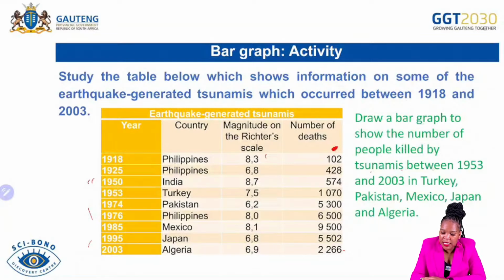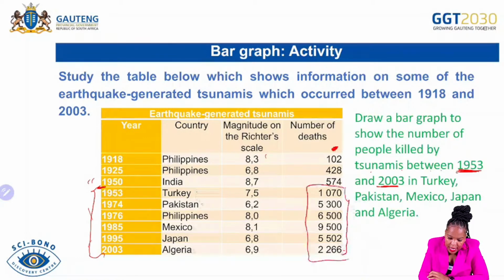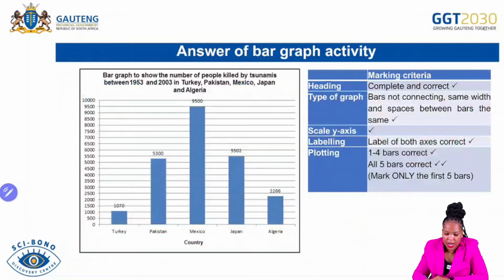People killed by tsunamis between 1953 and 2003. So we are not going to plot from 1980. You must be able to read and identify. So from 1953 to 2003, your data must include only this. These will be the areas: Turkey, Pakistan, Philippines, Mexico, Japan, and Algeria. And then you have your number of deaths. This is only what you are going to plot. Right, so let's check the answers. For Turkey, there were 1,070 people who passed on.